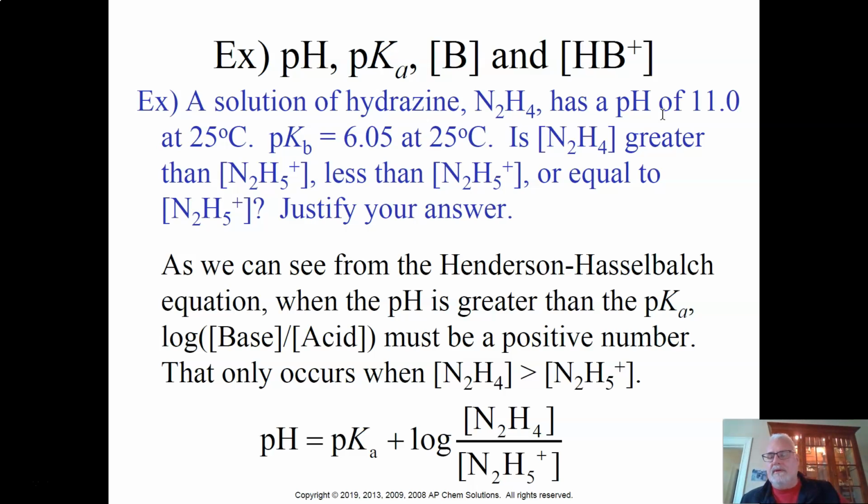So those are some of the problems, and you can look those over. I'll post the answers, and so that is our acid-base unit. All right, congratulations.